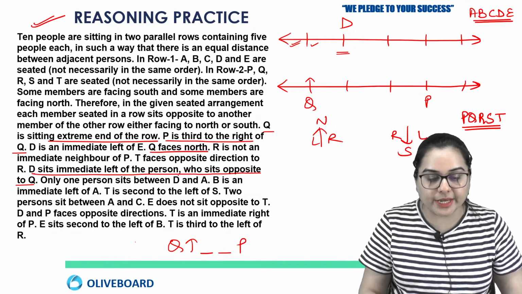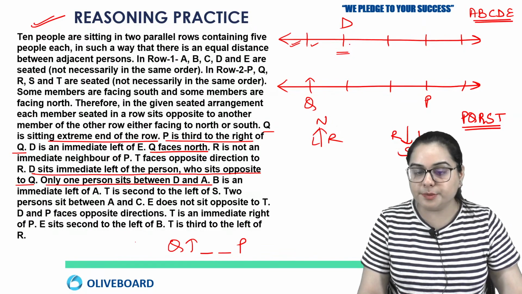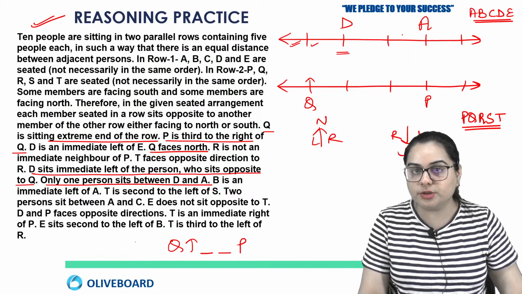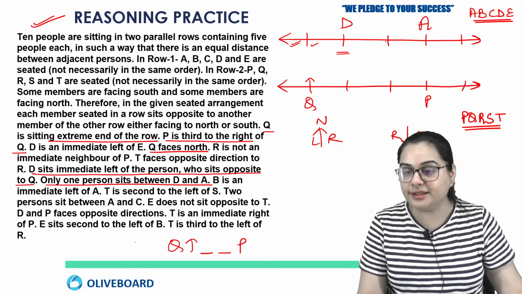Any other information about D that we have? Only one person sits between D and A. So if D is on the second position, A will be on the fourth position to maintain the information that there is only one person sitting between D and A.